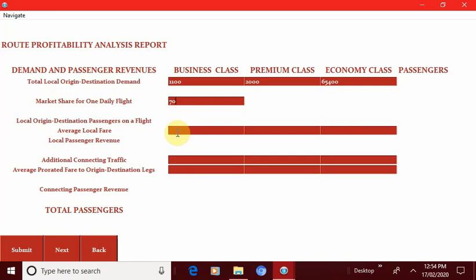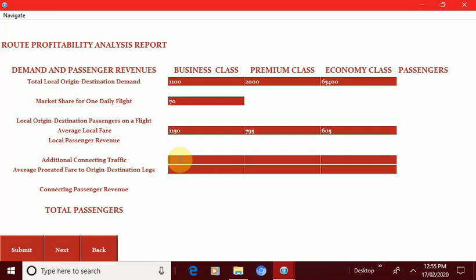Now the average local fare for the local passengers, that is from Boston to Rome, is say 1150 for the business class, 795 for the premium class, and economy class is say 605.